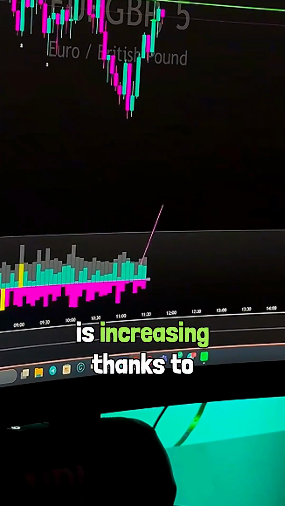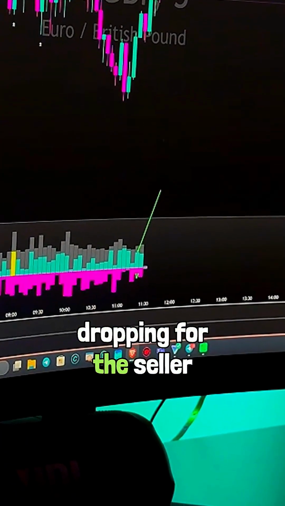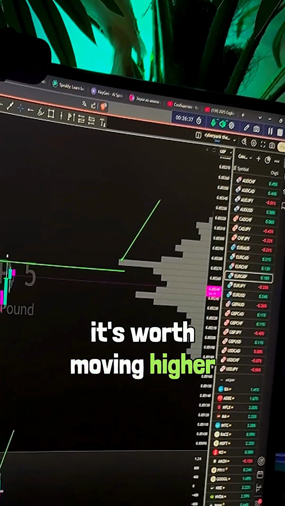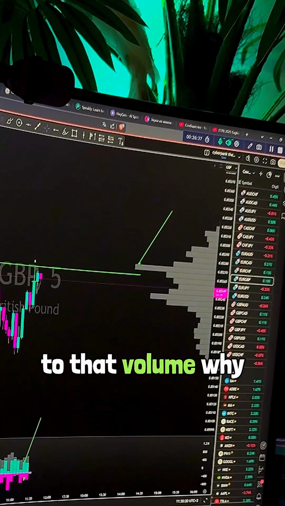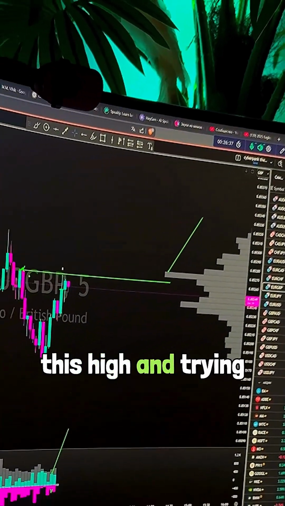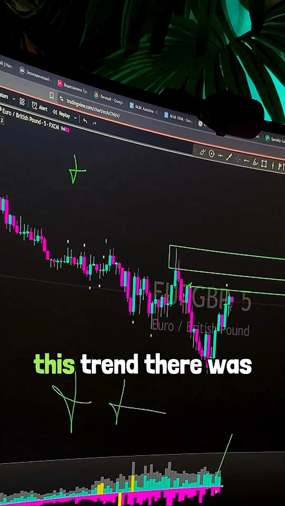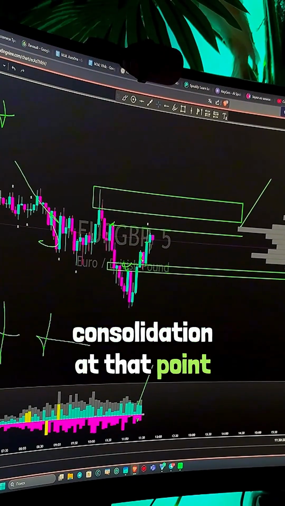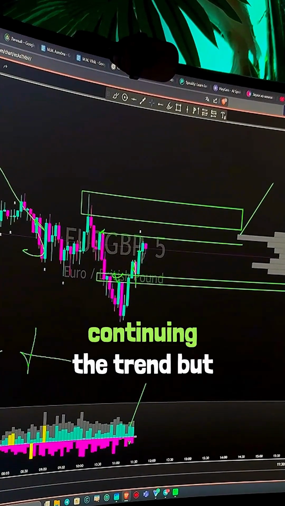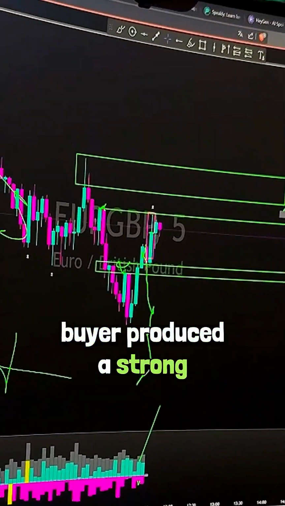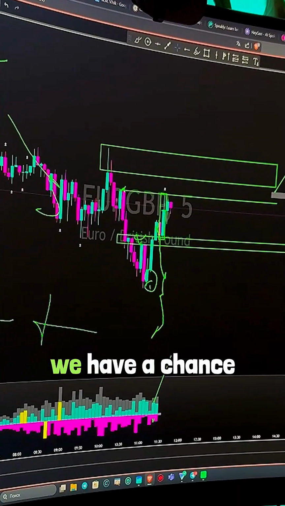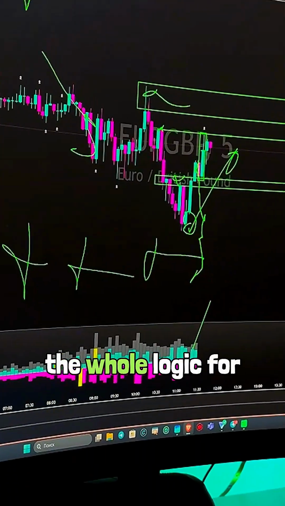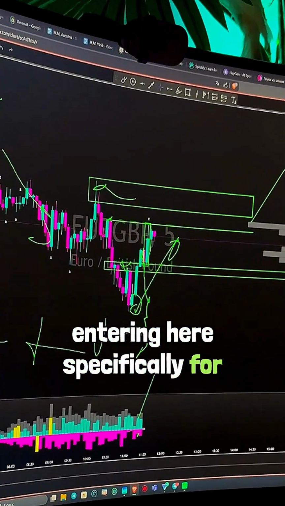Our volume is increasing thanks to the buyer while it's dropping for the seller, but it should be the other way around. Plus, the largest volume is where it's worth moving higher. Why is it worth moving higher to that volume? Why is it worth updating this high and trying to reach that level? Because according to this trend, there was already a previous high and there was a solid consolidation. At that point, we should have bounced off and gone down, continuing the trend. But the buyer produced a strong candle like this. Yes, so specifically, we have a chance to go for a new high. That's a plus. So basically, that's the whole logic for entering here specifically for an upward move.